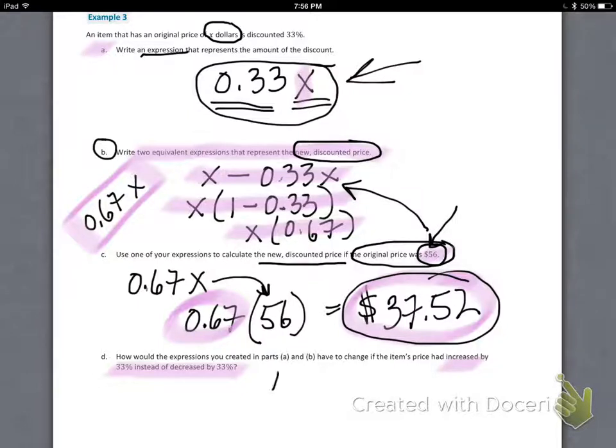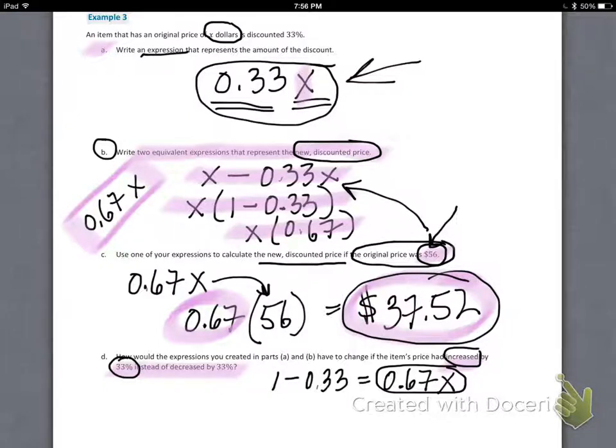Okay, so the way we figured out with the decrease of 33%, we took our 100, or 1, and if you subtract away 33, 0.33, you are left with 0.67. So that was going to be our discounted price. Now, if we're going to increase by 33%, that means we're going to add 33%.